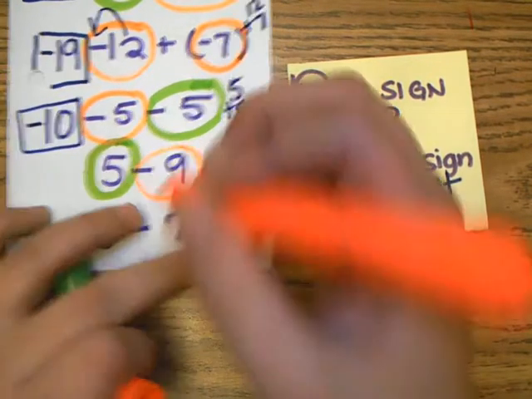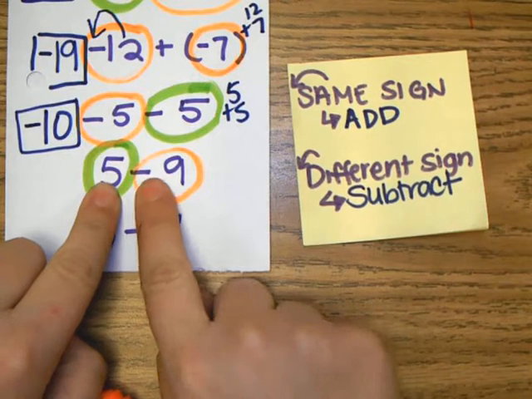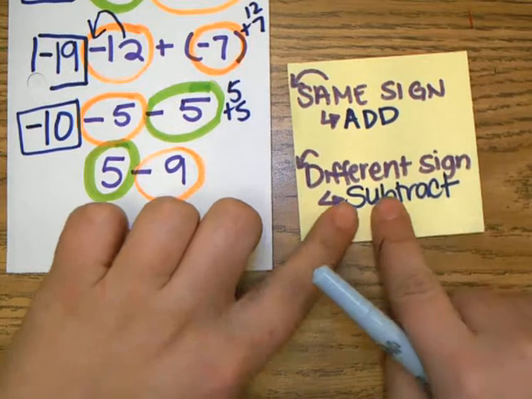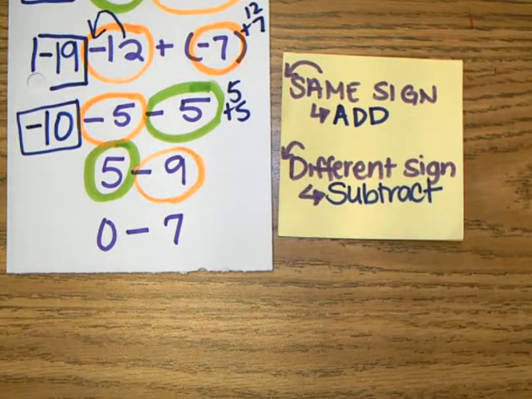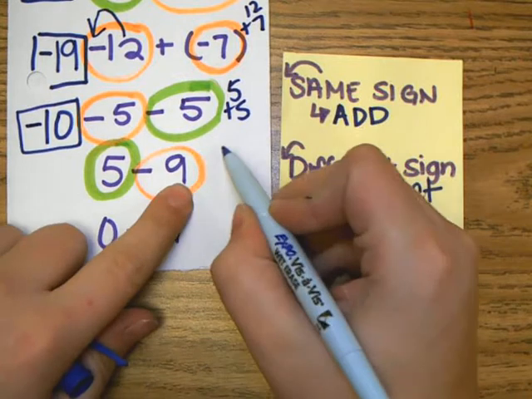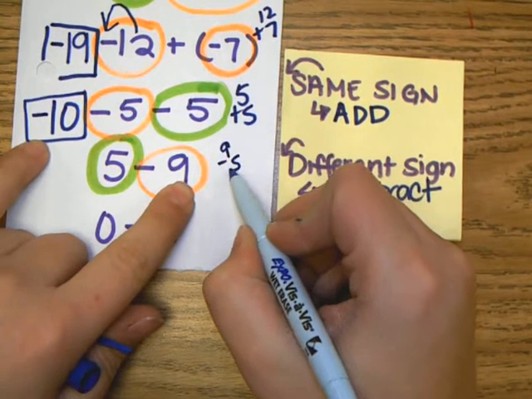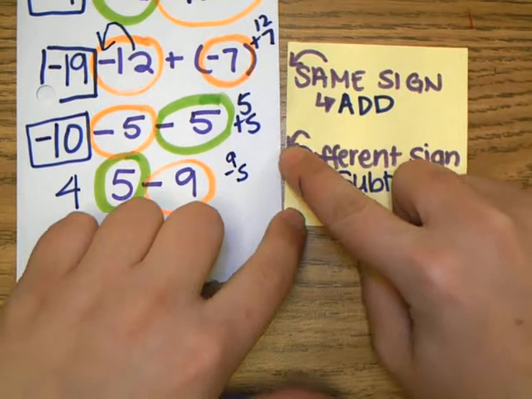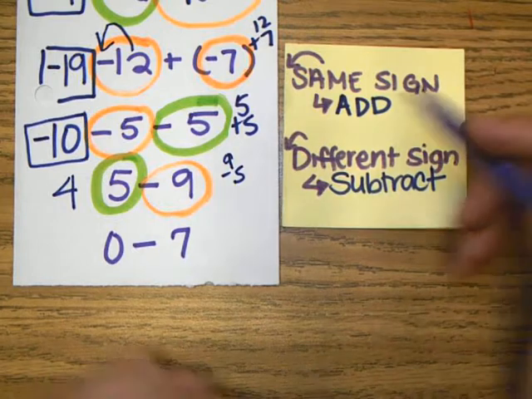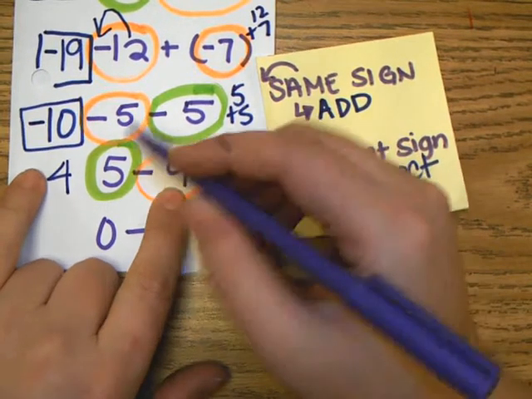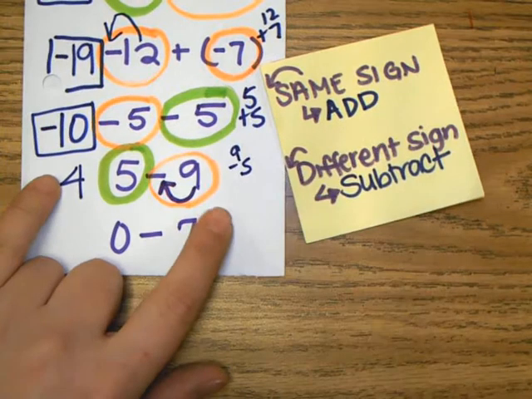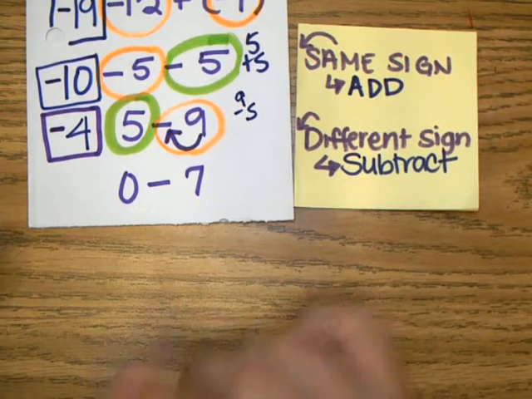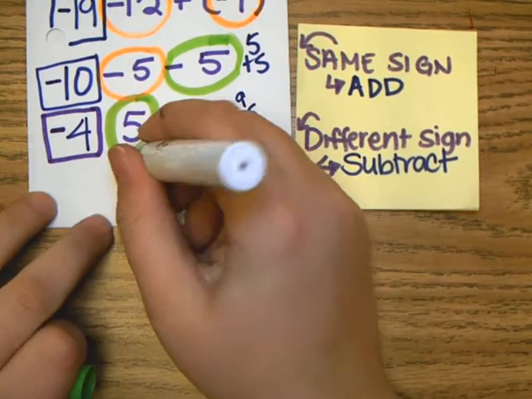Okay, we have a positive 5, and we have a negative 9. One is positive, one is negative. They're different, so we're going to subtract. So remember, when we subtract, we take the larger number and take away the smaller number. So we're doing 9 take away 5, which is 4. Then we're going to look in front of the larger number. So 9 is bigger than 5, so we look in front of it. That means there's more negatives.